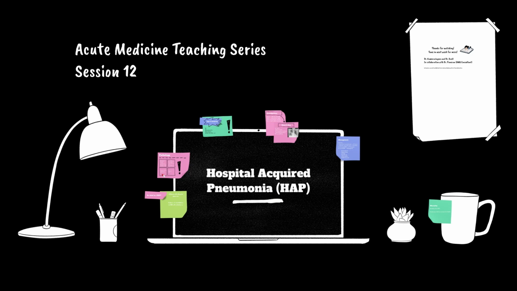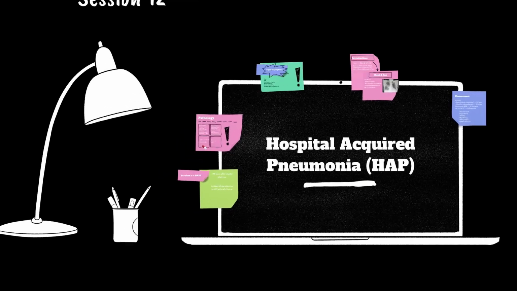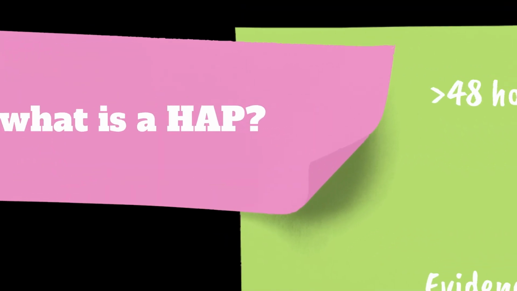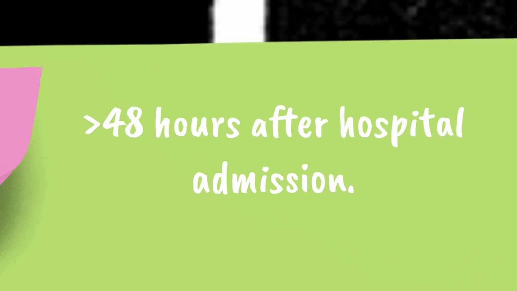This is our 12th and final session, and we will be looking at Hospital Acquired Pneumonia today. So what is a hospital-acquired pneumonia? A hospital-acquired pneumonia is defined as a pneumonia that develops 48 hours after hospital admission.